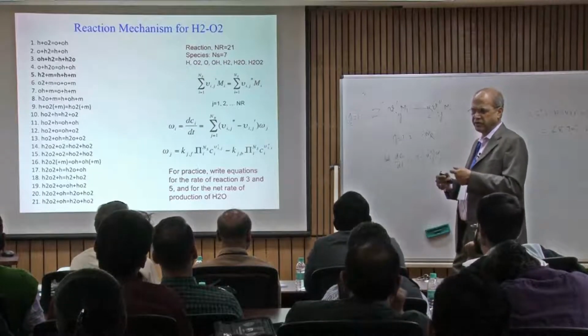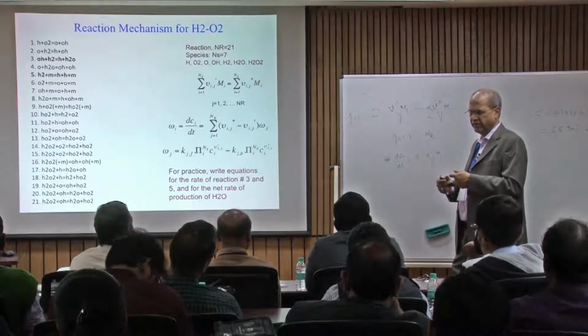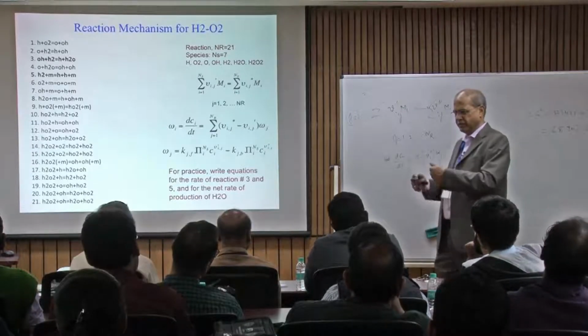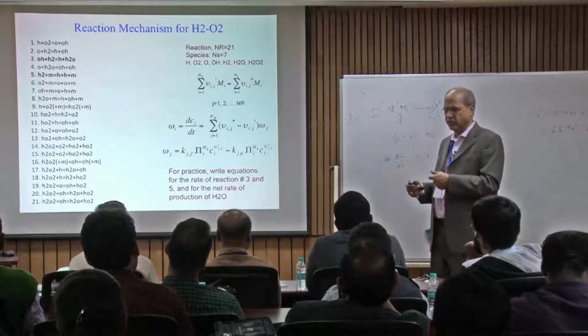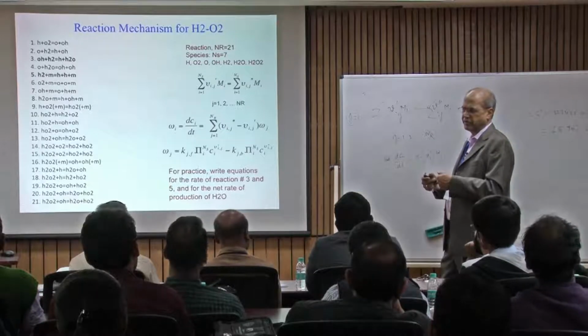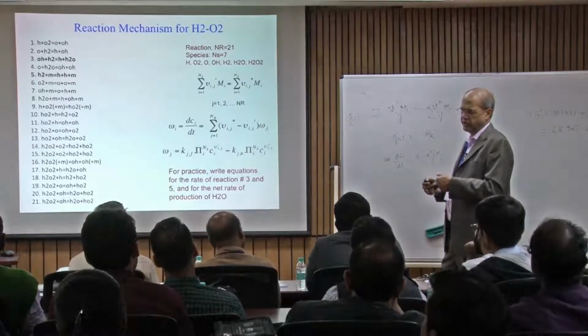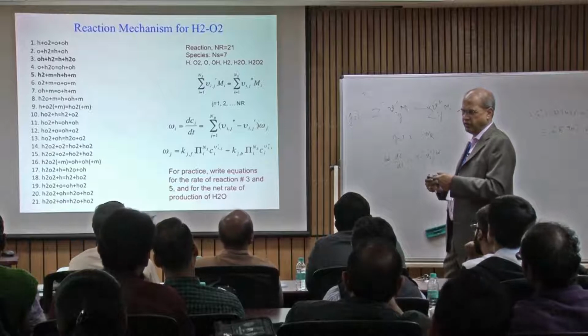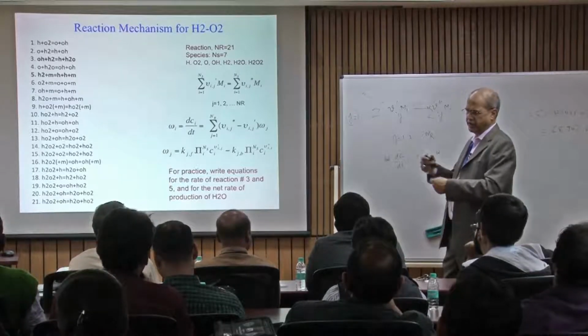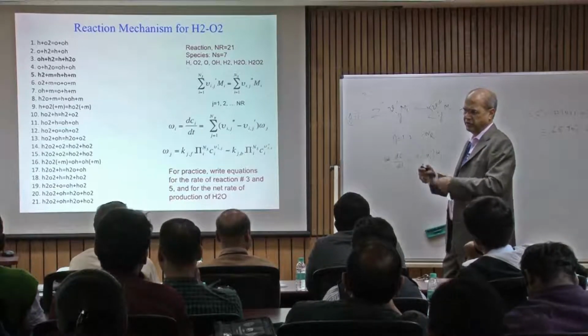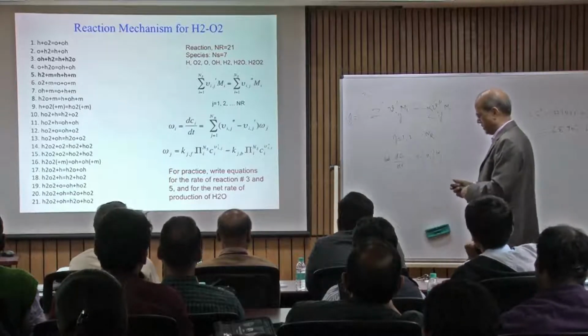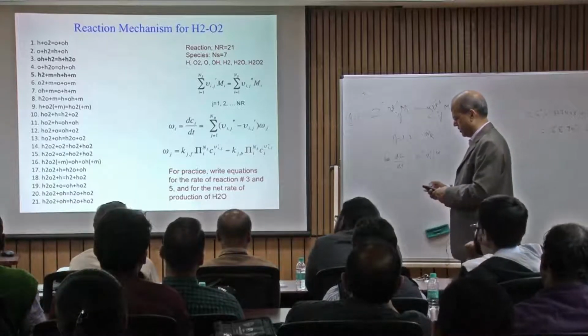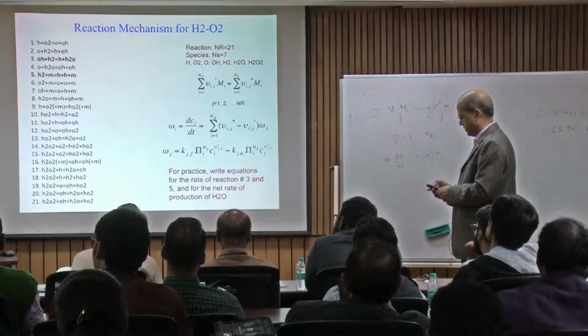And their concentrations are very low because they are being produced and also being consumed at the same time. So initially you need the production of some hydrogen radical or some other radical. Once you have that, then all the reactions appear. They are not sequential. Only some initiation reactions are needed to start the process.